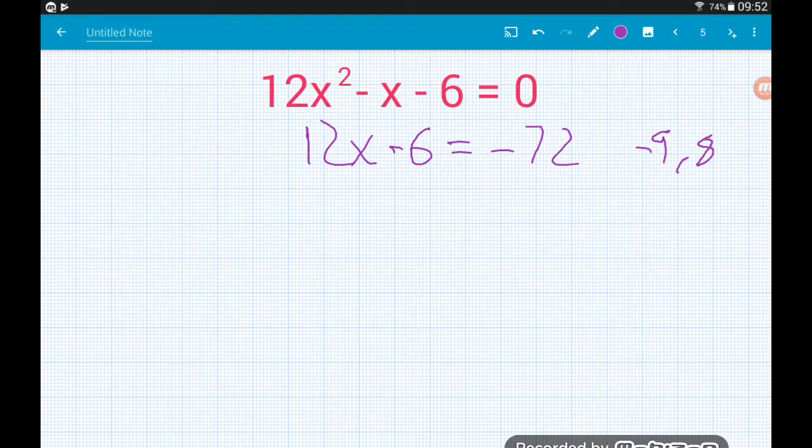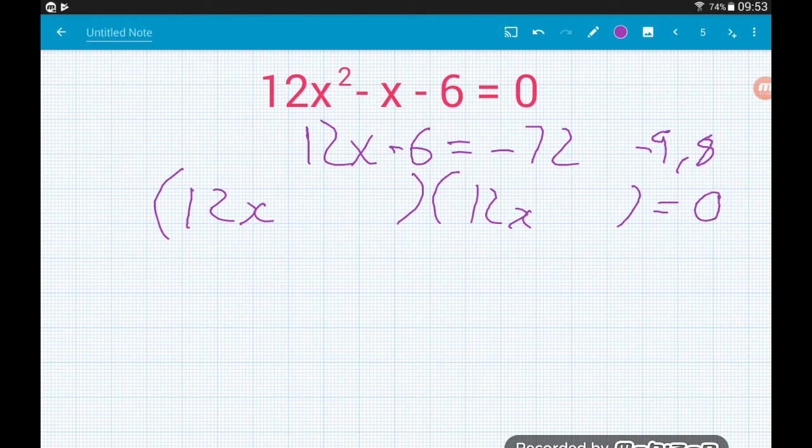So now, given that we've got a 12x squared at the start, each bracket needs a 12x inside it. And then inside each of those brackets we put one of either minus 9 and 8. So let's put the minus 9 in here and the 8 in that one. It doesn't matter at all which bracket you choose to put which number in, not even a bit.